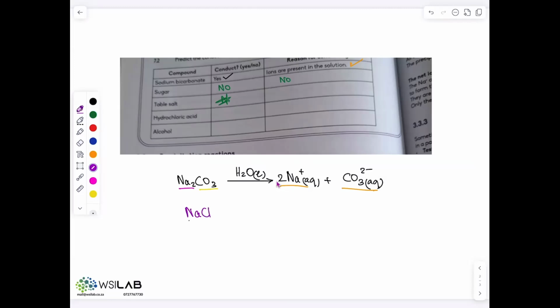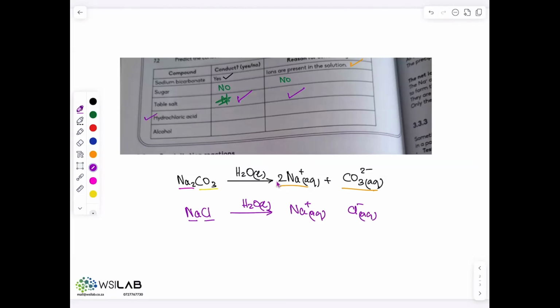And then table salt is what? Sodium chloride, metal, non-metal. It will dissolve, or dissociation will take place where we have sodium ions and chloride ions in aqueous solution. So it does conduct, and it has ions. And then hydrochloric acid, we've done an equation.